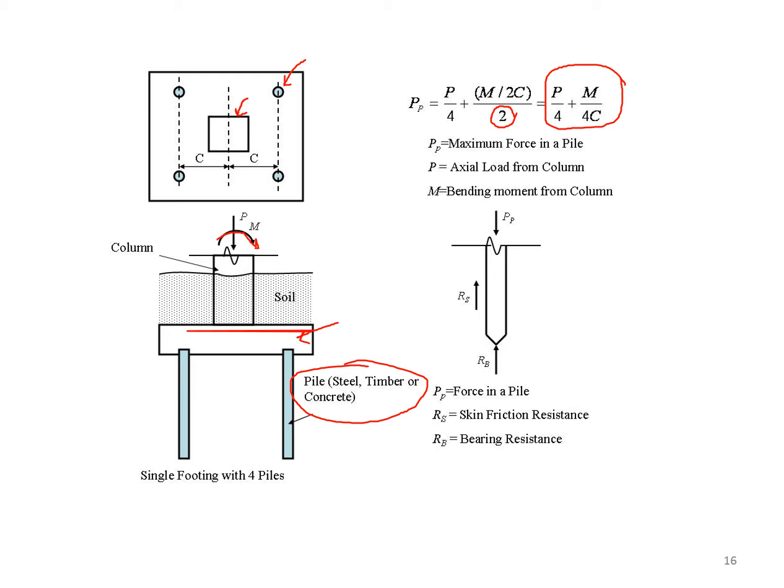P sub P, therefore, is the maximum force in a pile. P, which is over here, is the axial load from the column, and M is the bending moment from the column. In this figure in here, it shows the force applied on the pile being resisted by a bearing resistance Rb and the skin friction Rs, as we discussed in the previous slide.